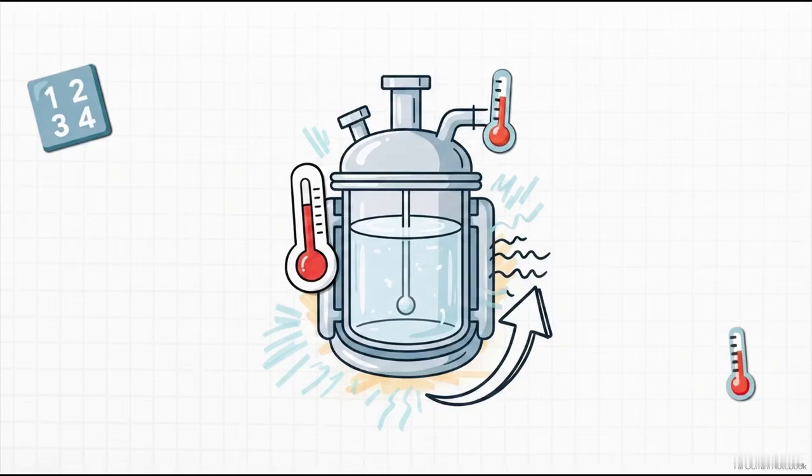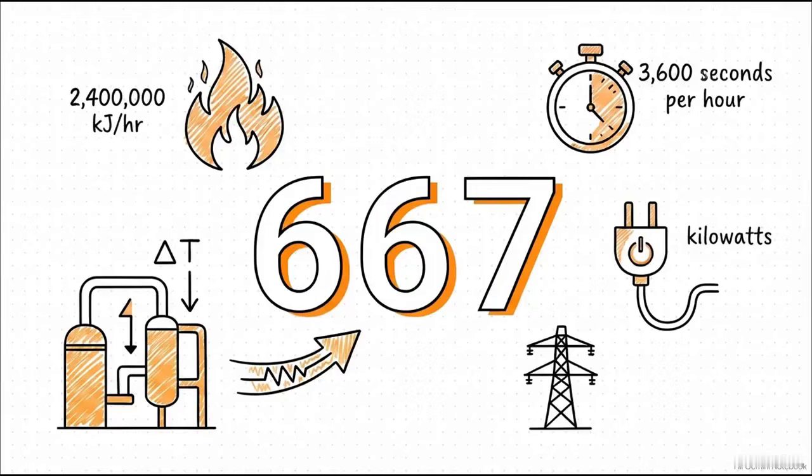If we plug this right into our sensible heat equation, we get Q equals 10,000 for the mass, multiplied by 2 for the specific heat, multiplied by the temperature difference. And that difference is 150 minus 30, which gives us 120 degrees. So 10,000 times 2 times 120. The result is 2,400,000 kilojoules per hour.